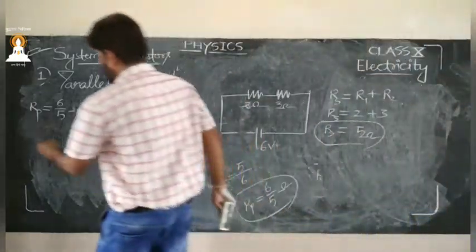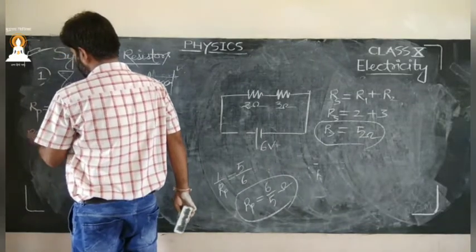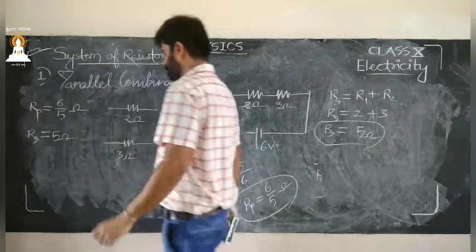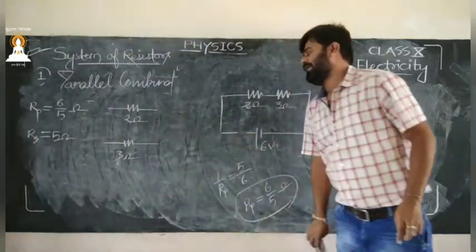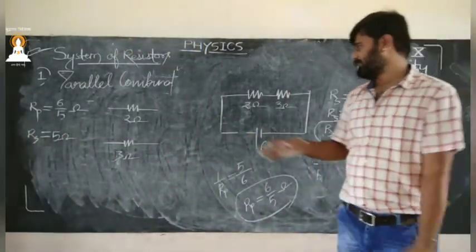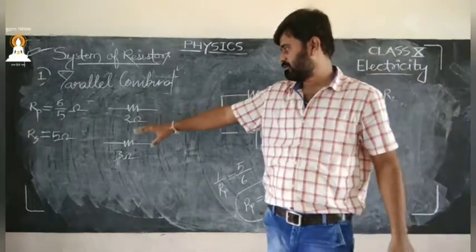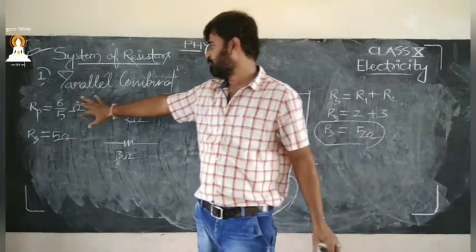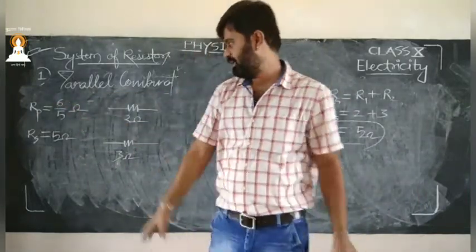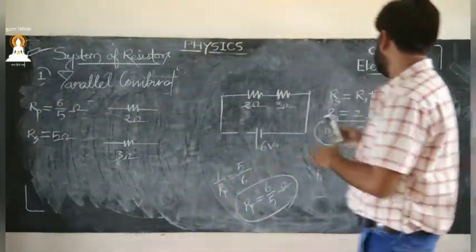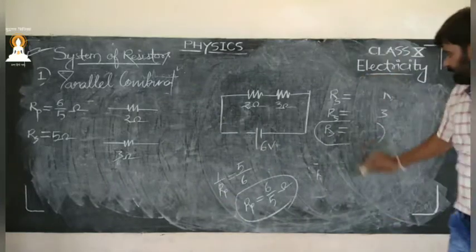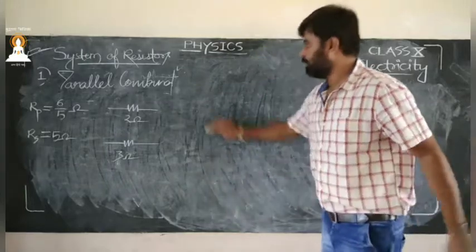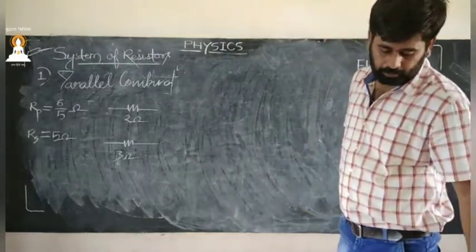So let me write here, RS is equal to 5 ohm. Now what is the conclusion? Series resistance will always give the maximum resistance of the combination, and parallel combination will give you the minimum resistance of the combination. So remember, this was all about series and parallel.